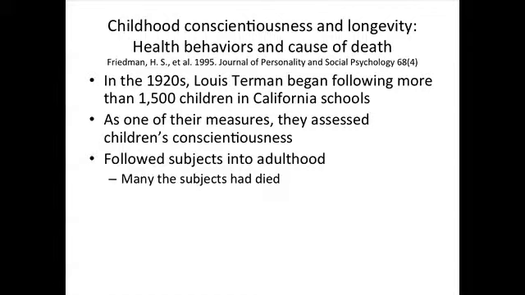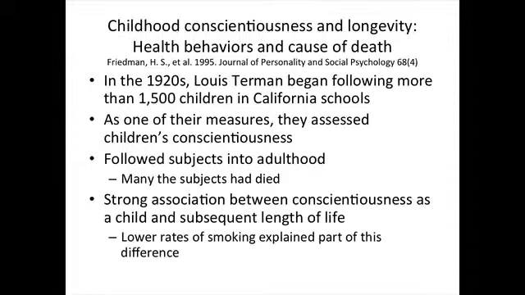Researchers have been gathering follow-up data on the original subjects on a regular basis since the study was initiated. Using these data, Friedman found a strong association between conscientiousness as a child and subsequent length of life, with lower rates of smoking explaining part but not all of this difference. These studies confirm the association between the personality traits exhibited by children as rated by their parents and teachers using the Big Five scale, and subsequent behavior and well-being of these children when they become adults.